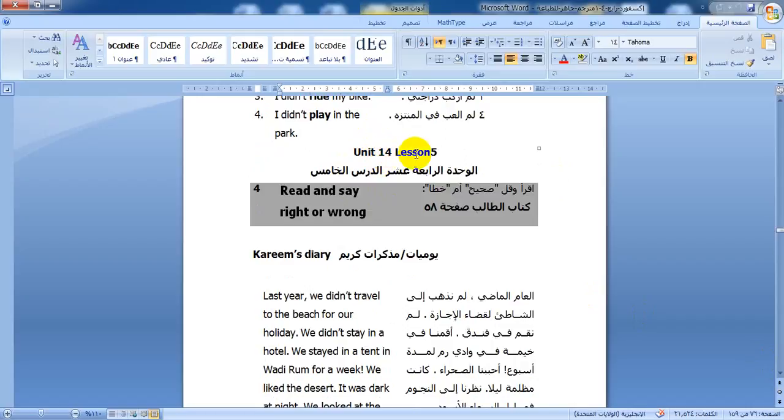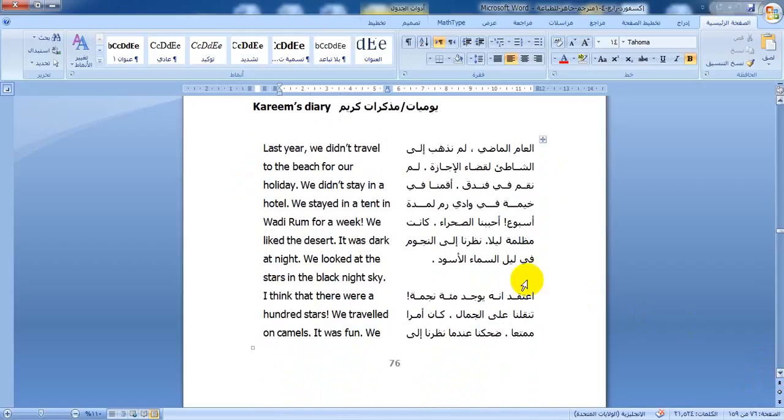Unit 14, Lesson 5. Read and say right or wrong. Karim's diary. Last year, we didn't travel to the beach for our holiday. We didn't stay in a hotel. We stayed in a tent in Wadi Rum for a week.